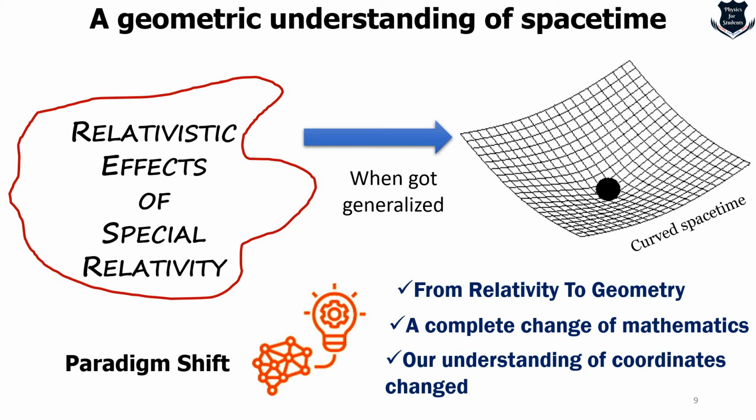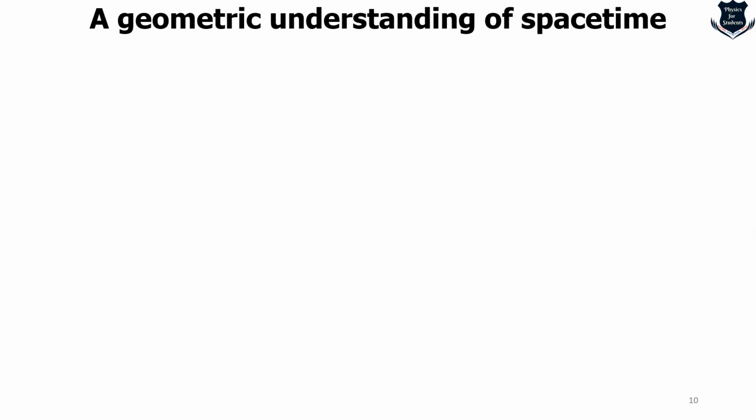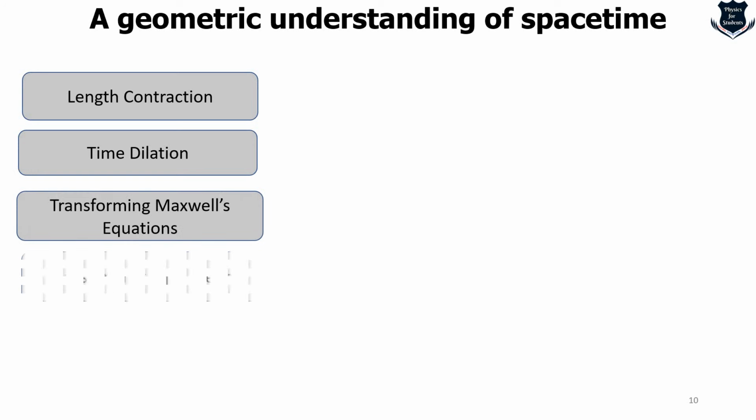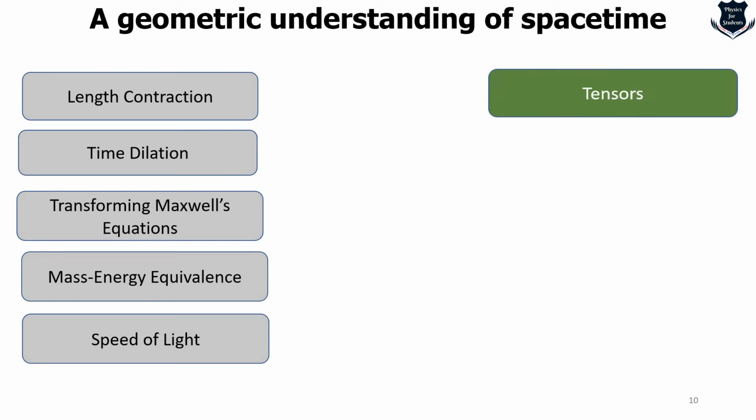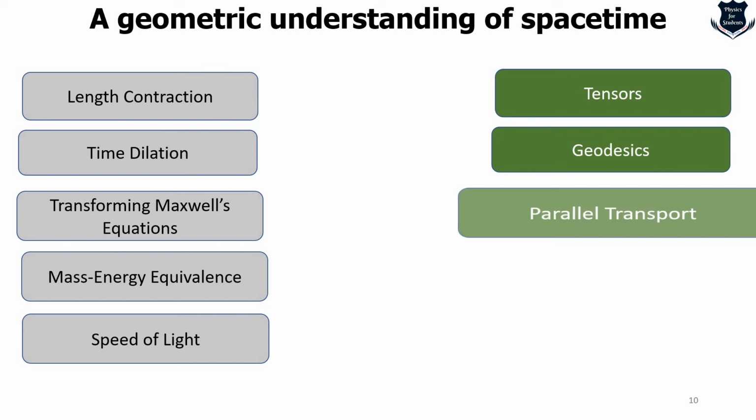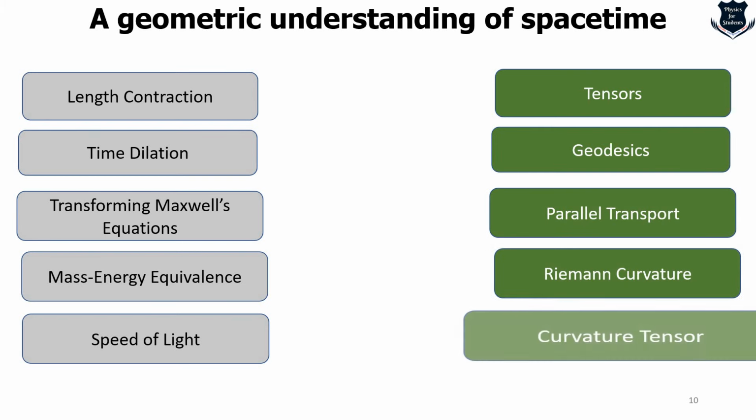So this is the first thing that you have to keep in mind: we will definitely deal with a lot of mathematics, but unlike special relativity, we are dealing with the curvature and the geometrical, internal and external structure of space-time. Here, as you see, on the left hand side are the tenets of special relativity: length contraction, time dilation, transformation of Maxwell's equations, mass-energy equivalence, and the speed of light. On the other side are tensors, geodesics, parallel transport, the Riemann curvature tensor, and the other curvature tensors. Don't worry if you don't understand, we will explore them one by one exquisitely.